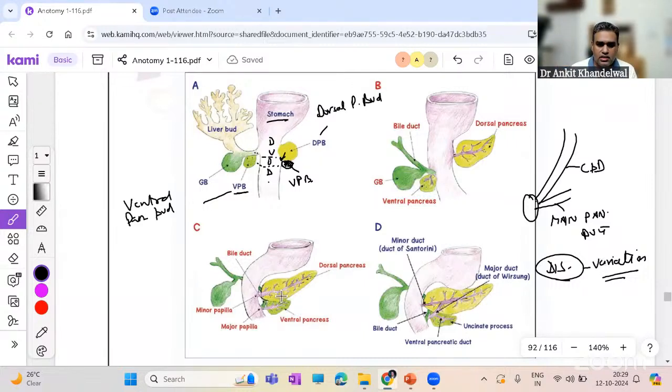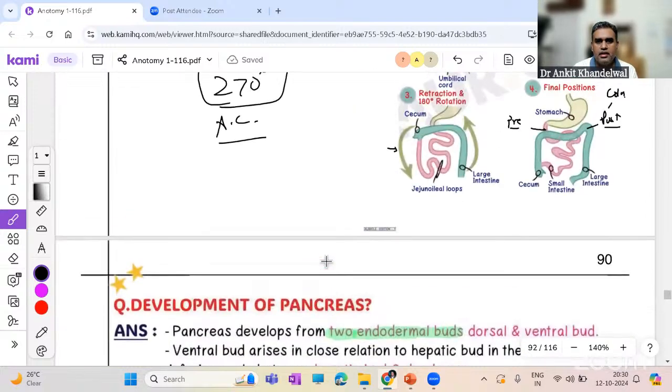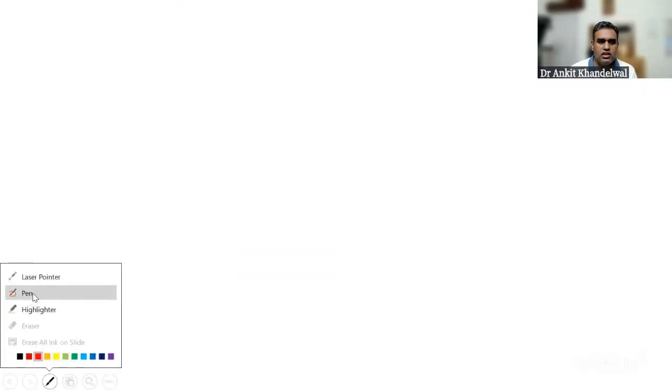So here you're seeing the ventral pancreatic bud. Now it has gone back and reached over here. And finally, we have the gross anatomy of the pancreas. Now let me show you the pancreas gross anatomy. Let me use the PPT over here. Now I will try to show you the gross anatomy of the pancreas. How does the pancreas look? The pancreas appears somewhat like this. Gross adult anatomy.